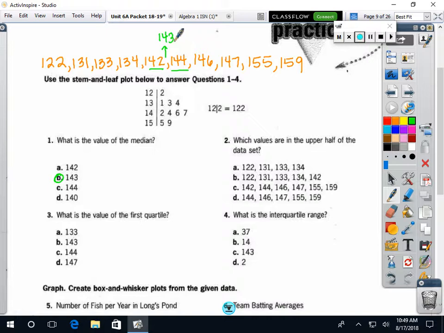This is the median. Which values are in the upper half of the data set? Upper half? Upper would be greater than the median. So D, the upper half is all of the numbers greater than the median. And all the numbers greater than the median are this way. So 144, 146, 147, 155, 159. The upper half are the bigger numbers to the right, because upper, they're above.